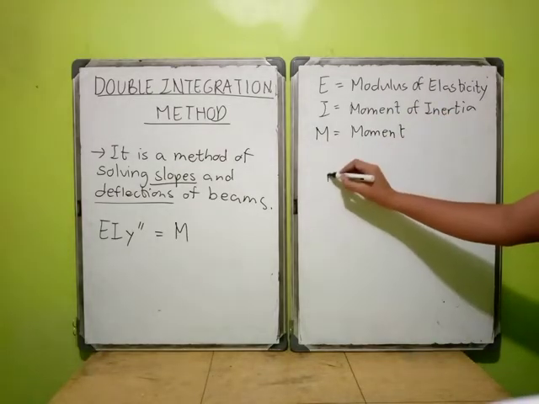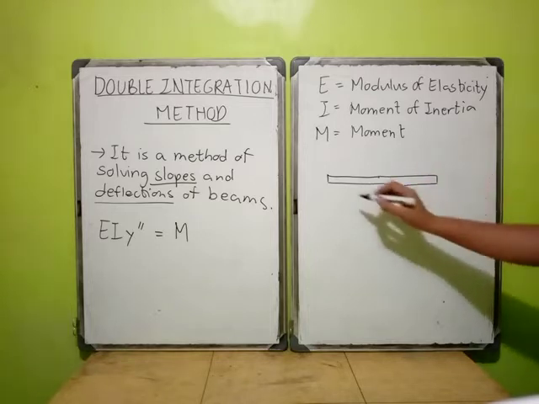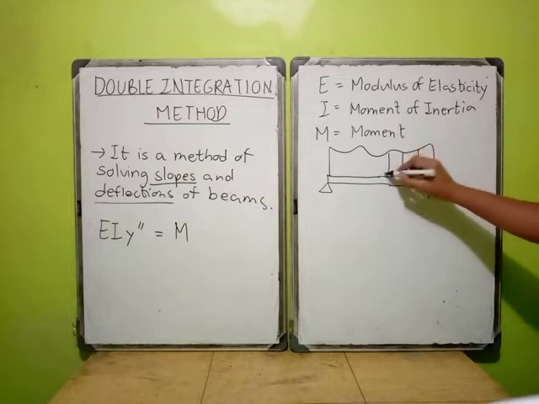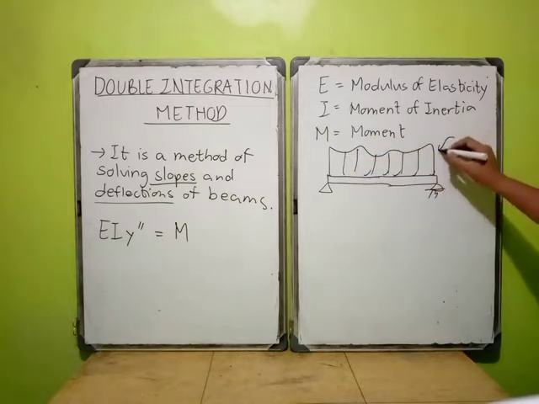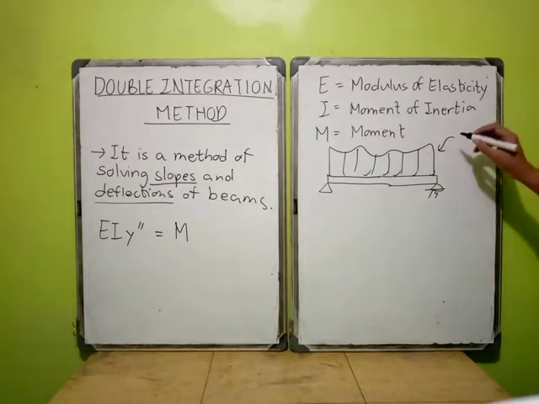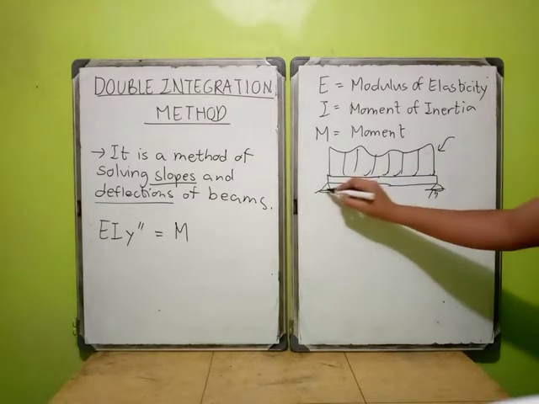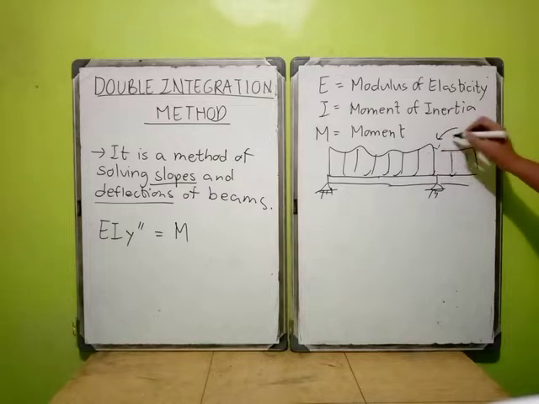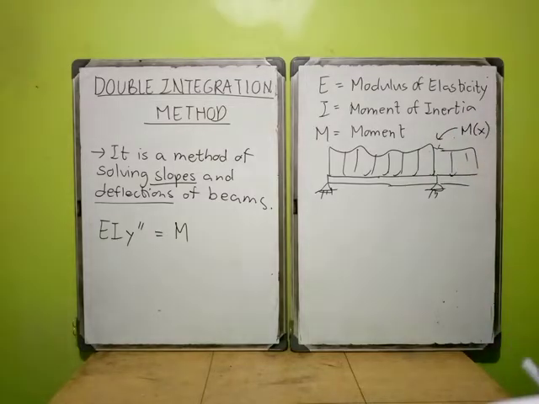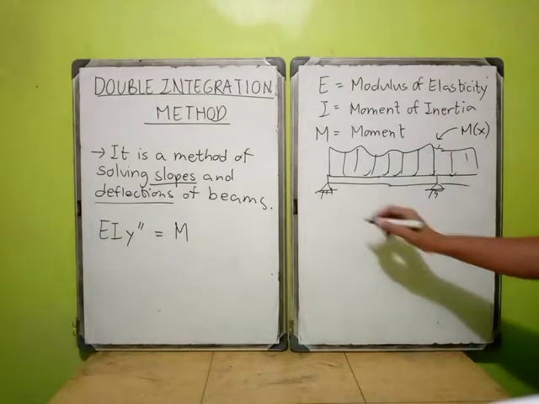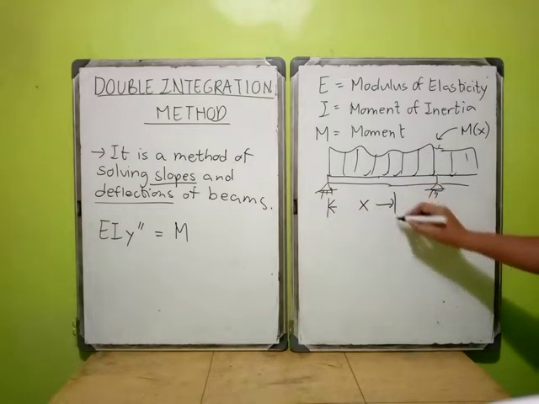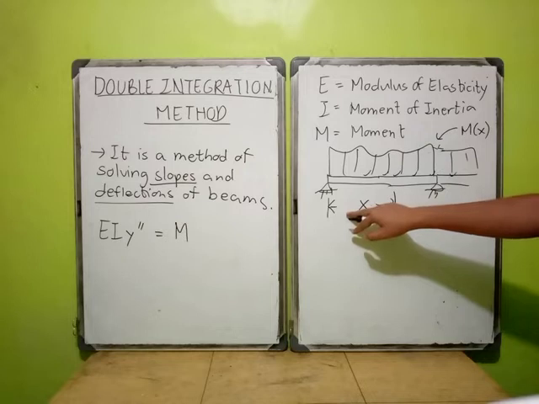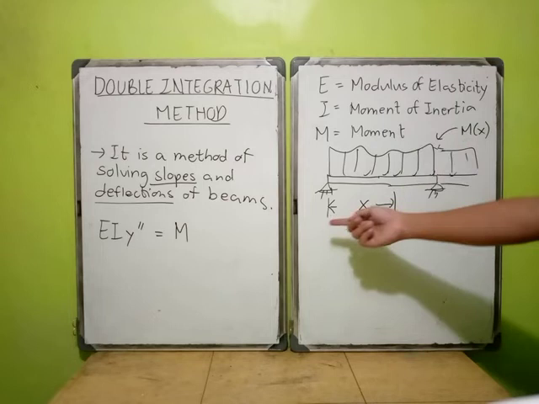So, let us say meron kang beam. It's a general beam. Okay? And then meron kang loading na ganito. Okay? So, if we say that the moment at any point of this beam could be described as M of x. Okay, so pag sinabi nating M of x, so any moment in which your x is any point. Okay, x is the distance from any point from the leftmost support of your beam.